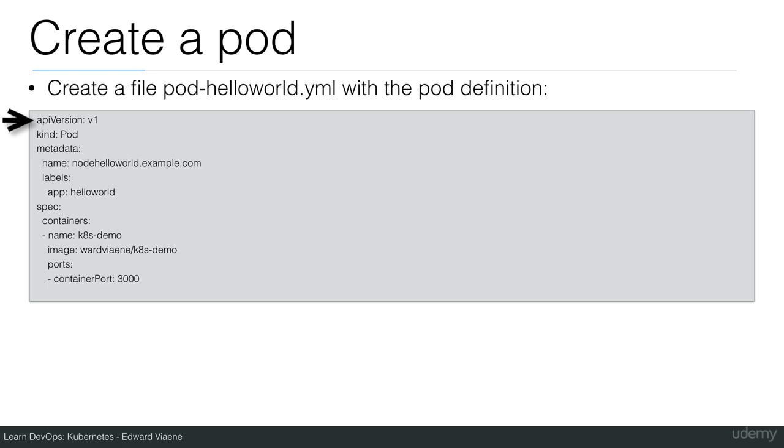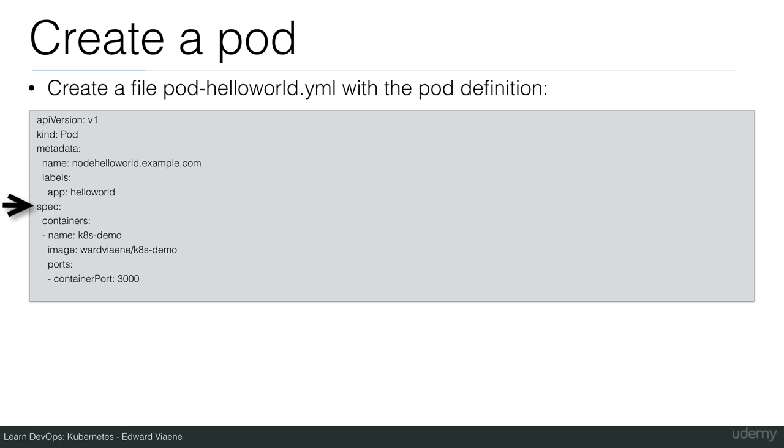It starts with the API version, it's v1. This is a pod definition, so you say kind: Pod. You can provide metadata, you can give your pod a name. This pod is named node.helloworld.example.com. We can also give it a label. Later on we can easily filter on labels. This pod has the label app as a key, helloworld as a value.